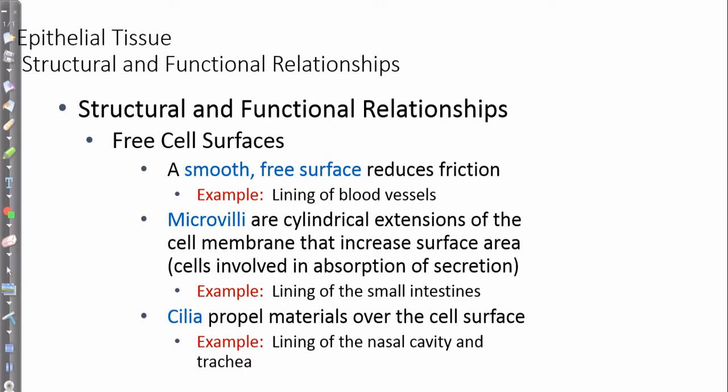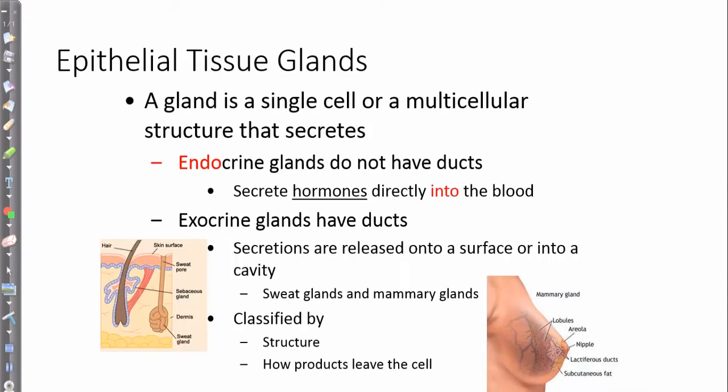I really do not want you to go through and memorize every place in the body you're going to have pseudostratified columnar epithelium or simple epithelium. I want you to think about where they would be based upon the need at that part of the body and what kind of cell type would be best for that. Finally, we'll finish with glands.